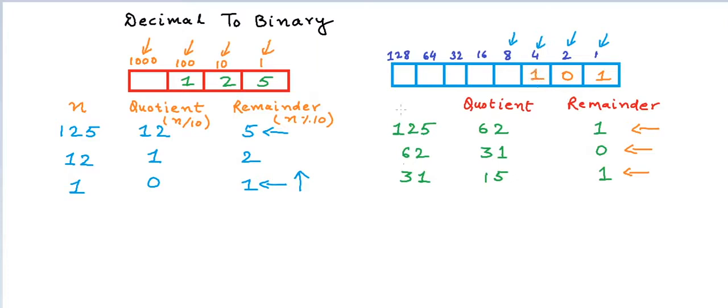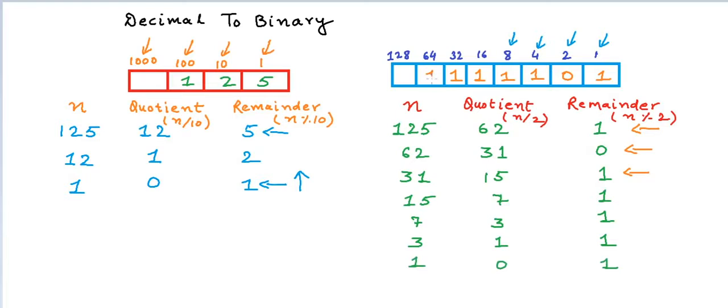So if we say that this particular column, the leftmost column, is n, then the quotient can be calculated as n by 2, and we take only the integral part of it, and the remainder can be calculated by n modulo 2, and we can keep on going and filling the digits from right to left. We stop once we get a 0 in the quotient. Now we can see that the remainder from bottom to top is actually giving us all the digits of the number in its binary representation.